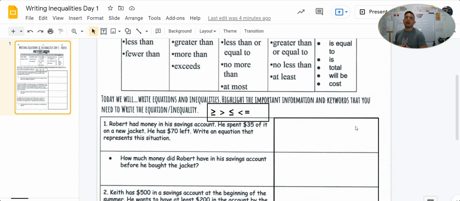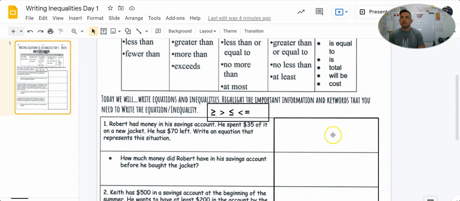Today we're going to write equations and inequalities. We're going to highlight the important information and keywords that you need to write the equation or inequality. So our first scenario says, Robert had money in his savings account. He spent $35 of it on a new jacket. He has $70 left. Write an equation, that means an equal sign, that represents this situation.